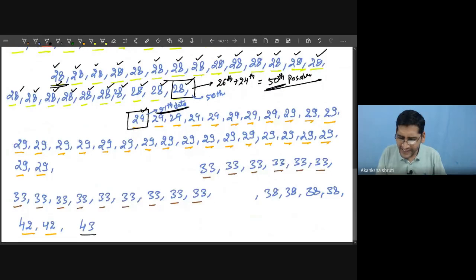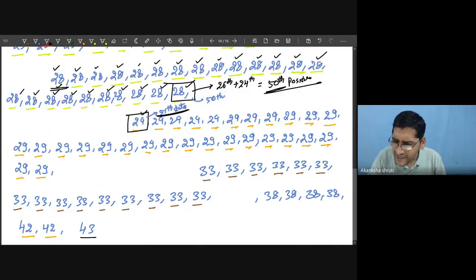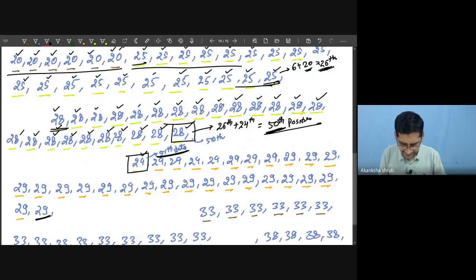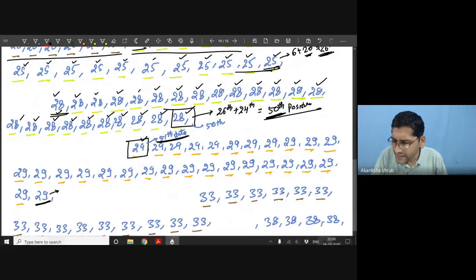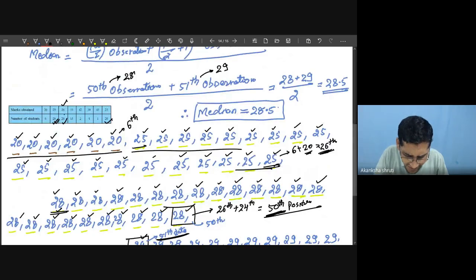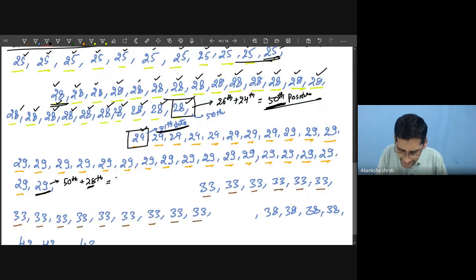Here, just for formality, let me complete it up to 100, the last data. So this was 50. After this 50, comes 29. So how many times is 29? 29 is 28 times. So this 29 will be after this 50, meaning 50 plus 28. So it becomes the 78th position. So the last 29 will be at the 78th position.